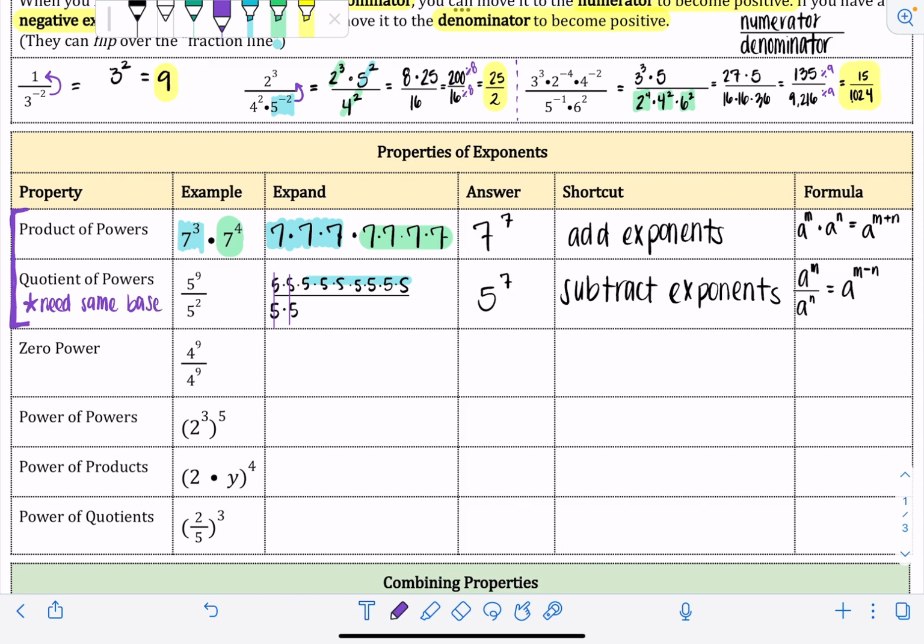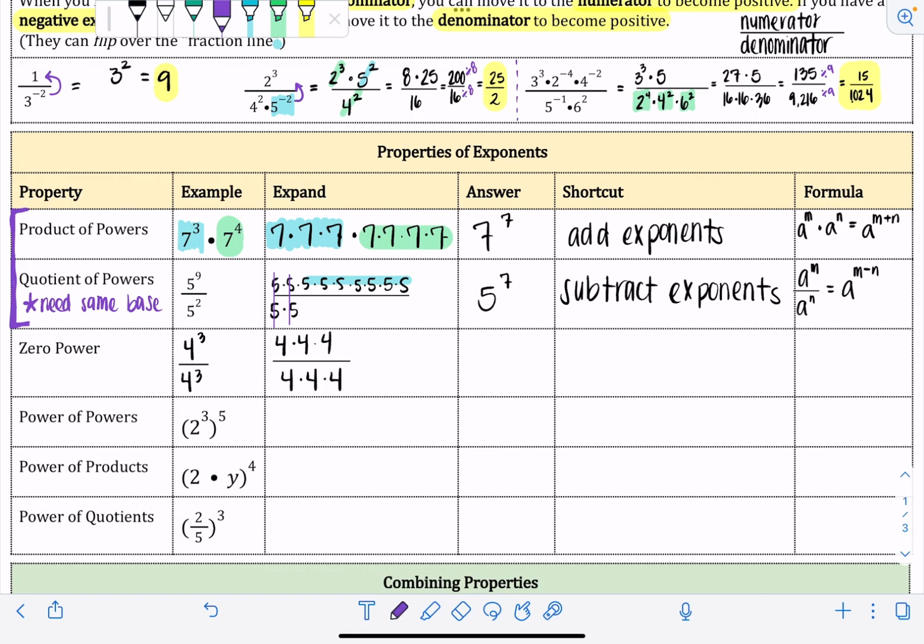Okay, and then the 0 power. I'm going to change this example a little bit just to save us some writing. I'll wipe off the whole thing. I'm going to change this from 4 to the ninth into 4 to the third, just to save us a little writing and time. The best way to show the 0 power is to expand it. So 4 to the third power means 4 times 4 times 4, and then over 4 times 4 times 4.